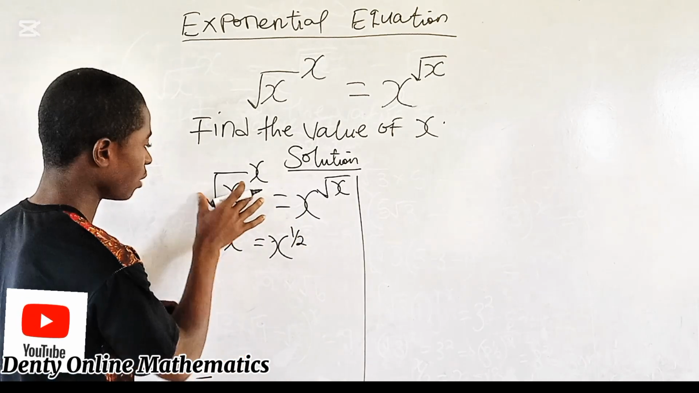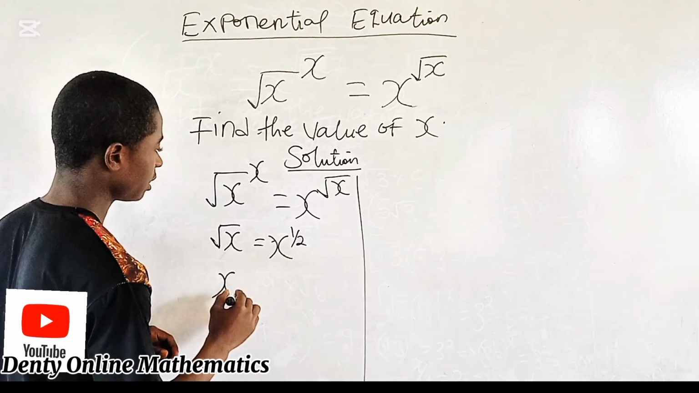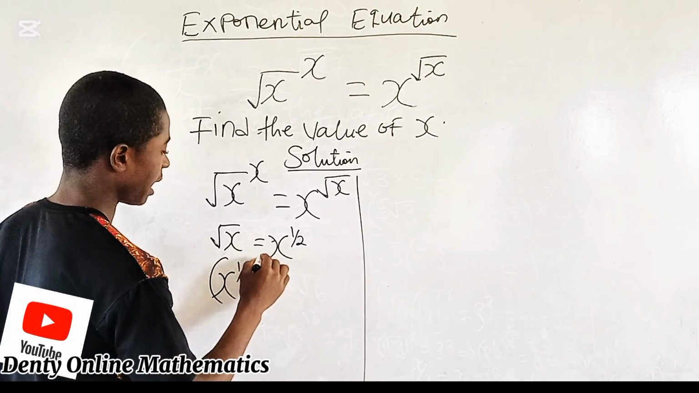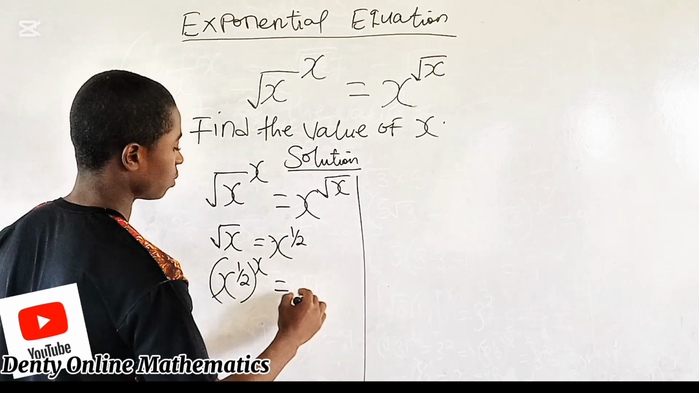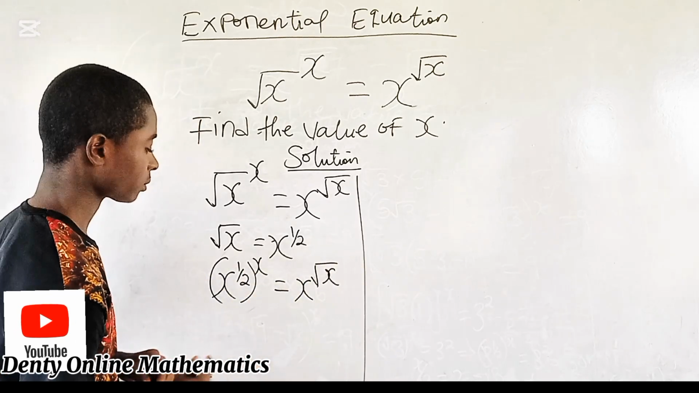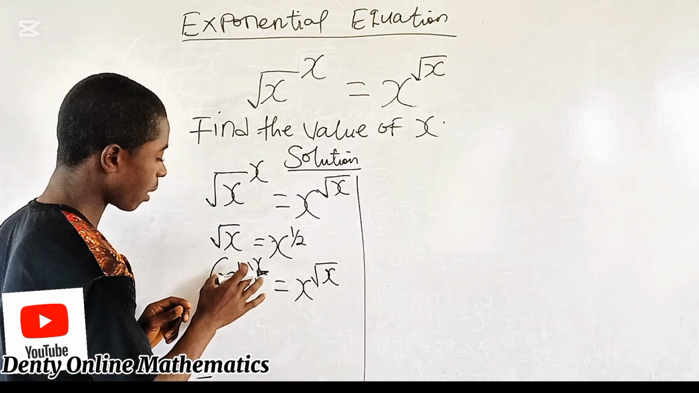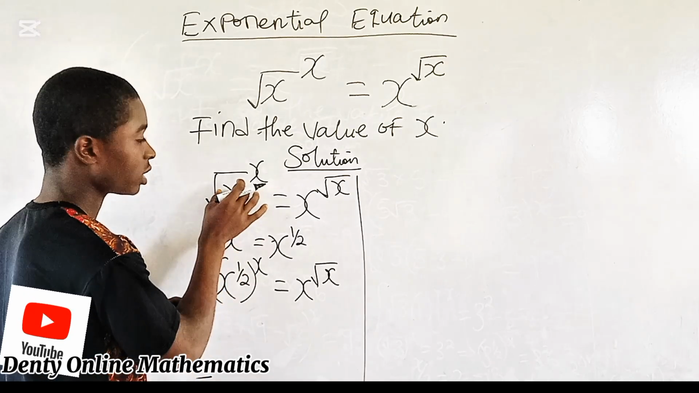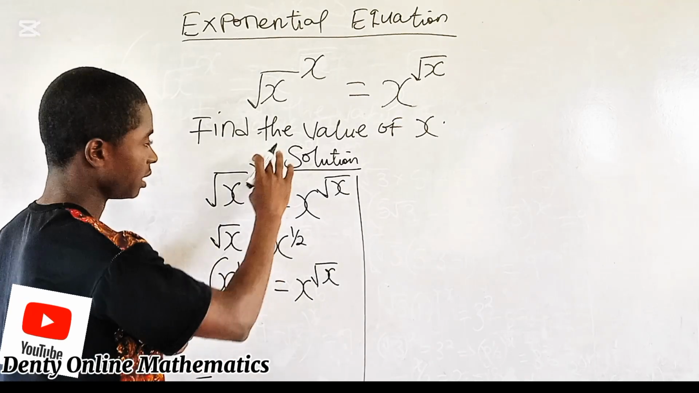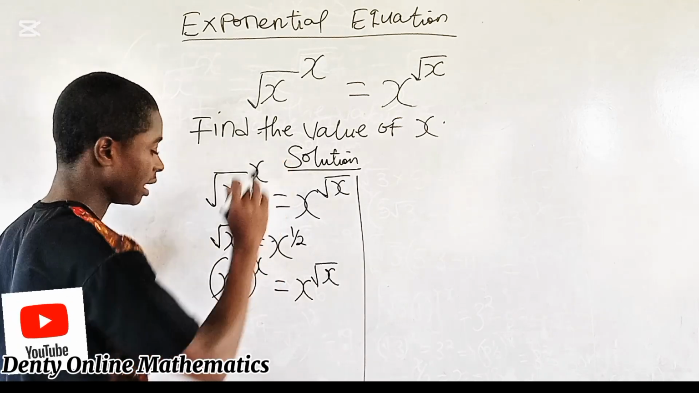So what we have here will be what? X power 1 over 2 all multiplied by x to be equal to x raised to the power of root x. Now x power half here is what gives us the square root, remember? And then the x up here is the exponent.